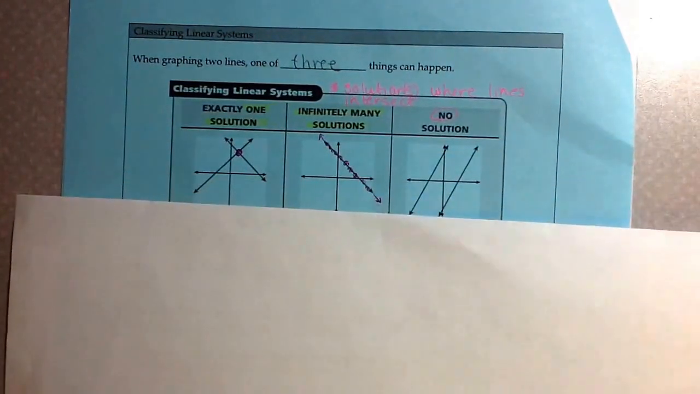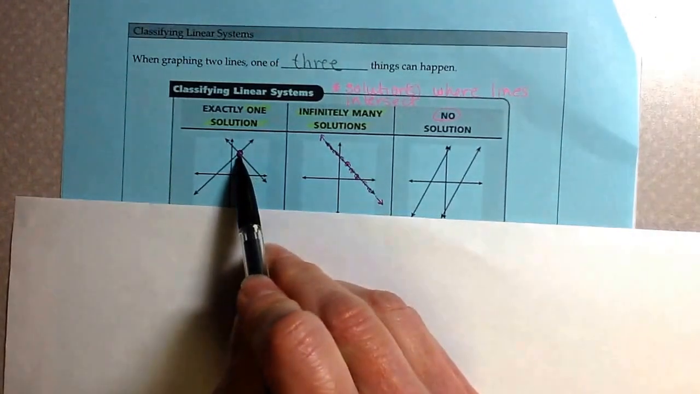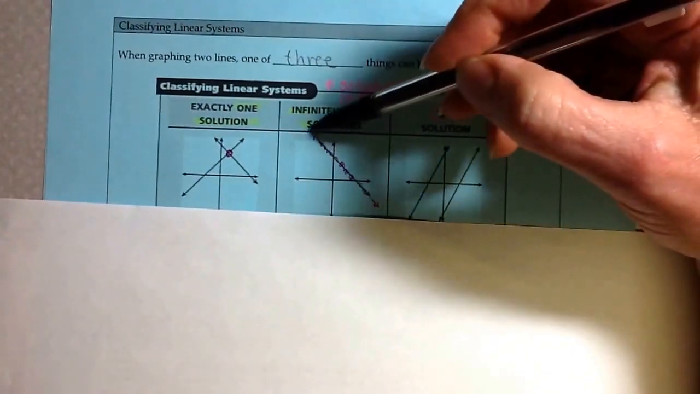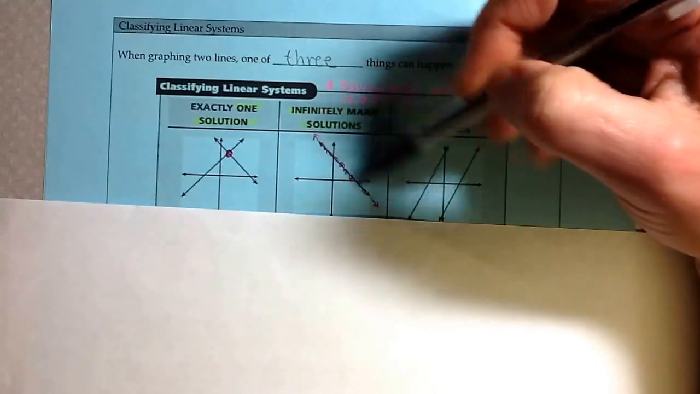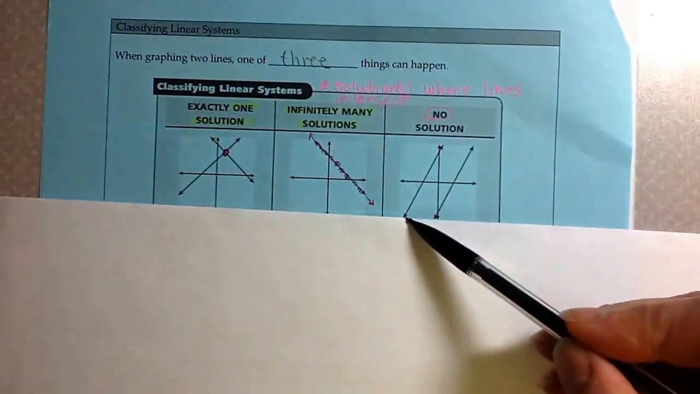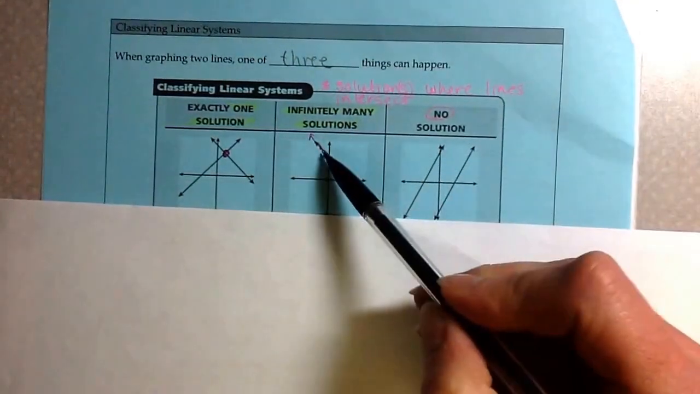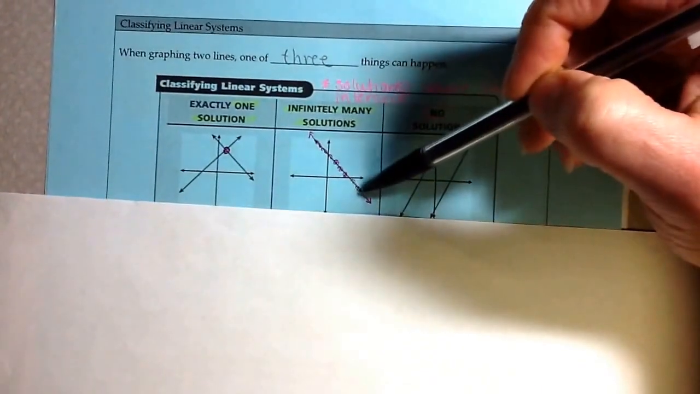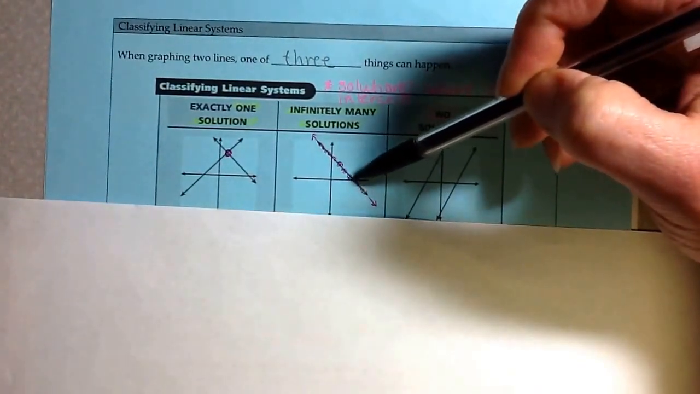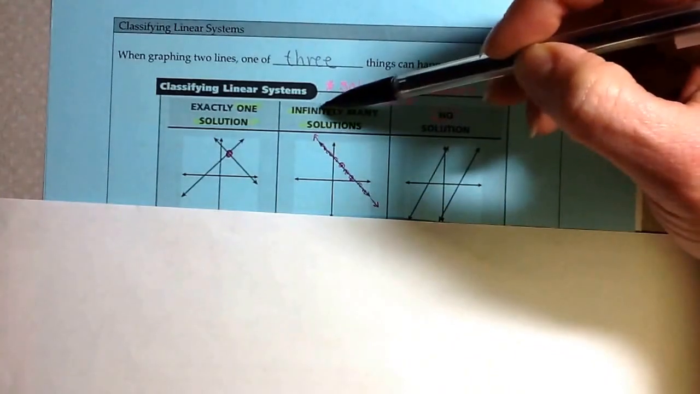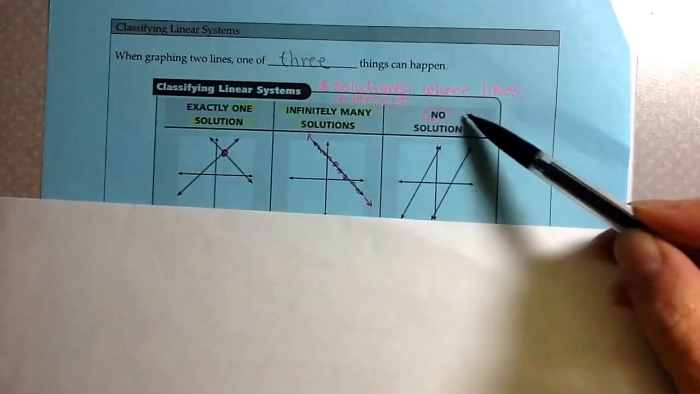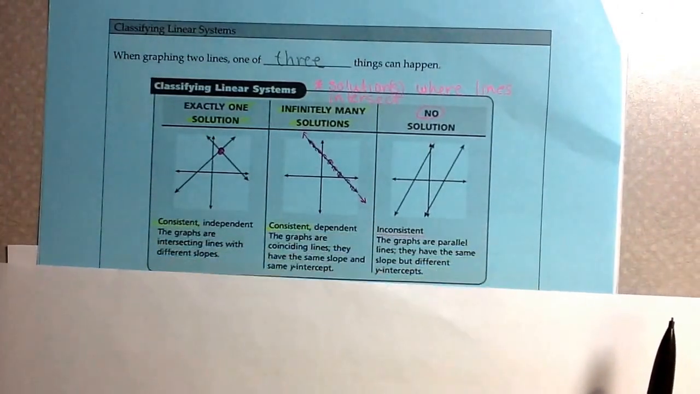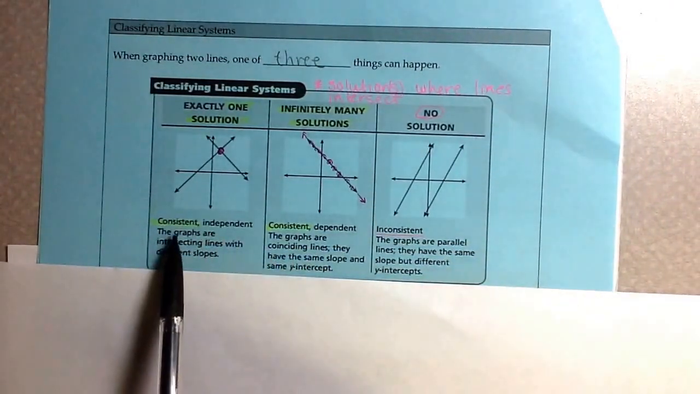You could have two lines intersecting at one point. You could have the same line actually being one line on top of the other line. And here the lines could be parallel. So when you have exactly the same line, the lines are intersecting at every single point. That's why it's an infinite number of solutions. The lines are parallel, they're never going to intersect, so that's why that one is no solution. And here's how you classify.